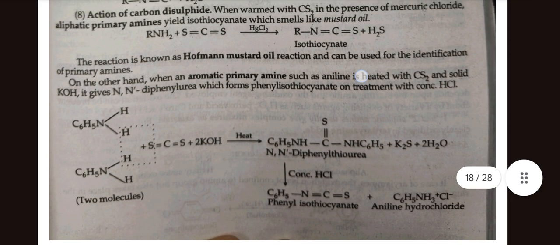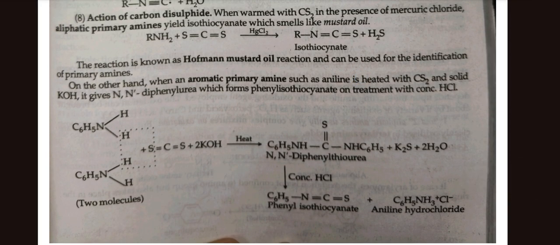Eighth, action of carbon disulfide. When warmed with CS2 in the presence of mercuric chloride, aliphatic primary amines yield isothiocyanate, which smells like mustard oil. This reaction is known as the Hofmann mustard oil reaction and can also be used for identification of primary amines. On the other hand, when an aromatic primary amine such as aniline is heated with CS2 and solid KOH, it gives diphenylthiourea, which forms phenyl isothiocyanate on treatment with concentrated HCl.